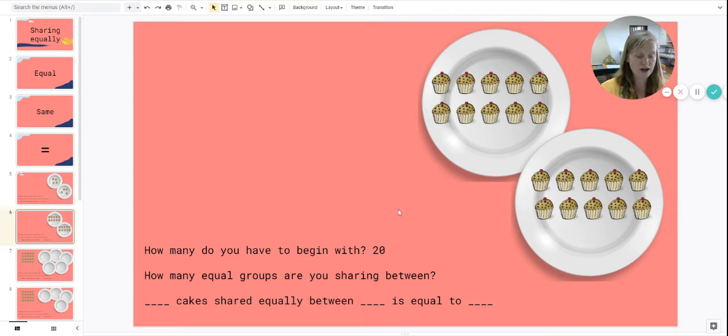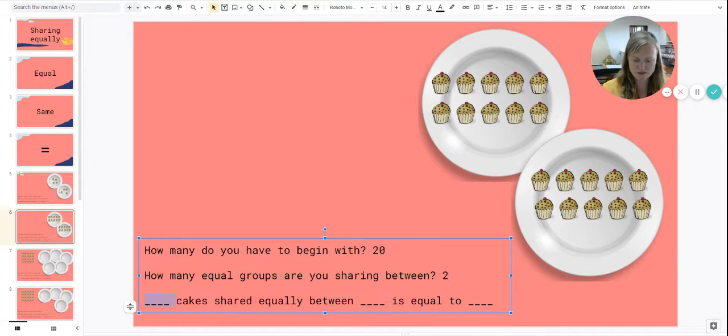All right, how do we know we have shared these equally? Well, we check and make sure there's none left over, and we check and make sure that both plates have the same amount of cupcakes, which they do. How many did each person get? Can you tell by looking? Can you subitize? Or maybe you need to rely on a strategy. You could count in 2s, couldn't you? 2, 4, 6, 8, 10. Oh, there's 10 on that plate. I wonder, did you figure that out by adding in 5s? 5, 10. Lots of ways. Okay, so we shared it between 2 plates. Let's say we started with 20 cakes, shared equally between 2 plates is equal to 10 cupcakes. Wonderful. Let's move on.